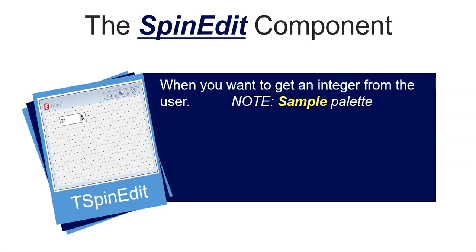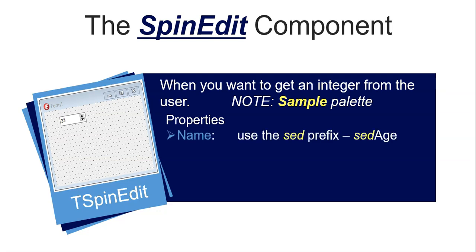Okay, so now what are the properties? Well, for the name, we want to change the name to have an SED prefix, for spin edit. Some people use SPN, but a lot of places use SED as the prefix. So if we want to get the age of the person, we can say SED age. Now the actual number inside is in a property called value. That is how you can change what is inside the spin edit, by changing the value property.